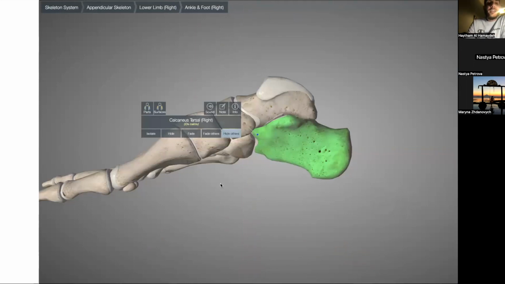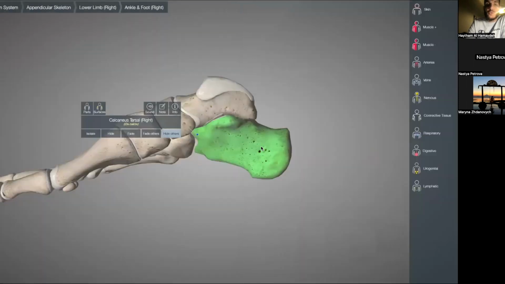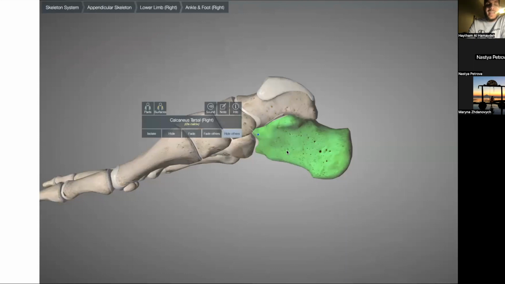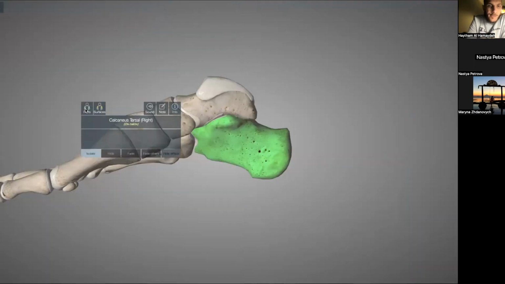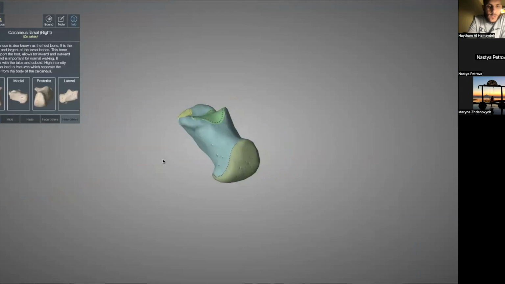The calcaneus protrudes posteriorly, and it goes here, look. It protrudes posteriorly and takes the weight of the body as the heel hits the ground during walking.